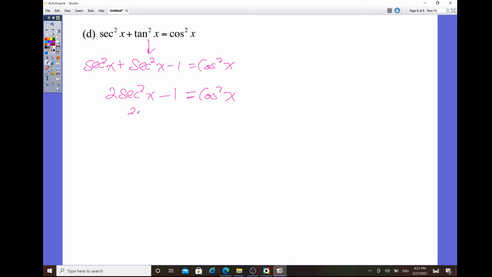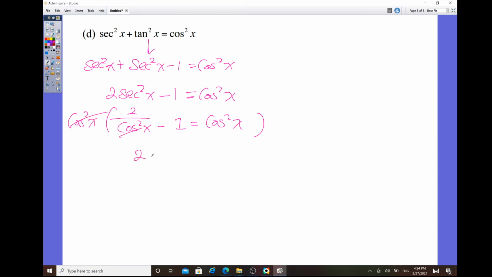Again, rewrite it. So it's 2 over cosine squared of x minus 1, and that equals cosine squared of x. Multiply by cosine squared of x. So we have 2 minus cosine squared of x. Again, multiply by the least common denominator, so we multiply by cosine squared of x.